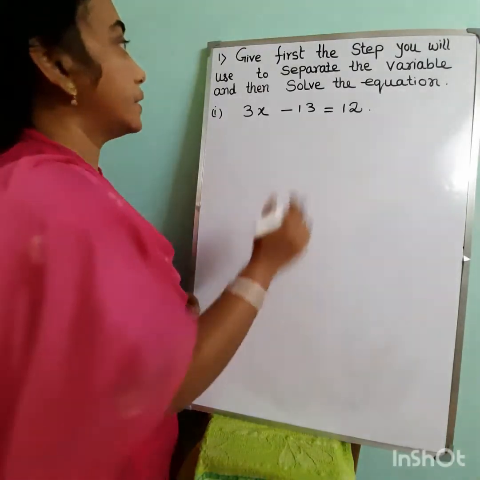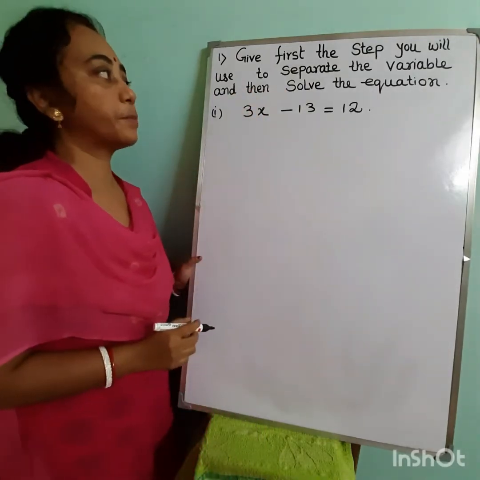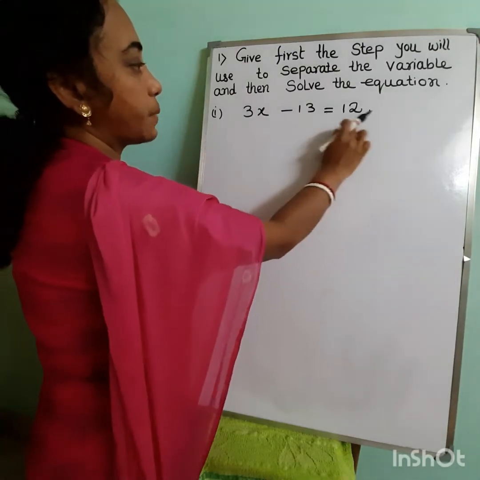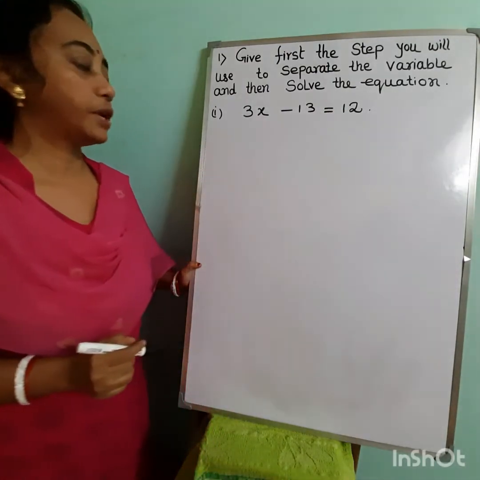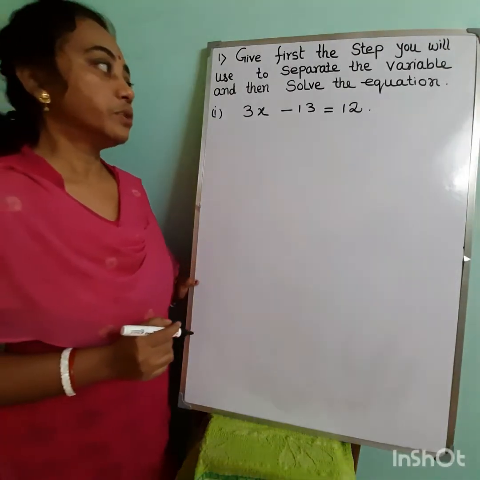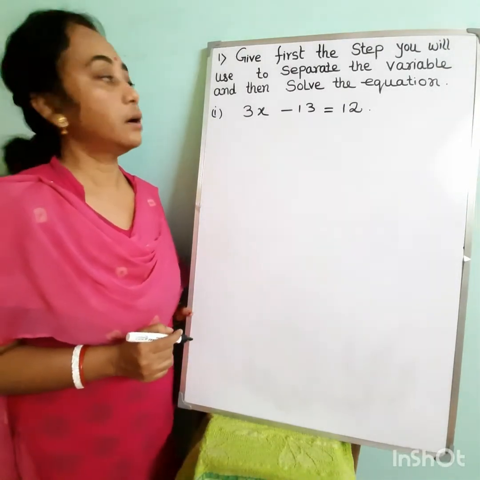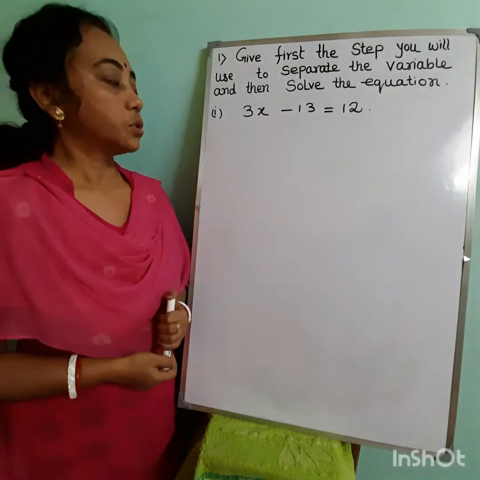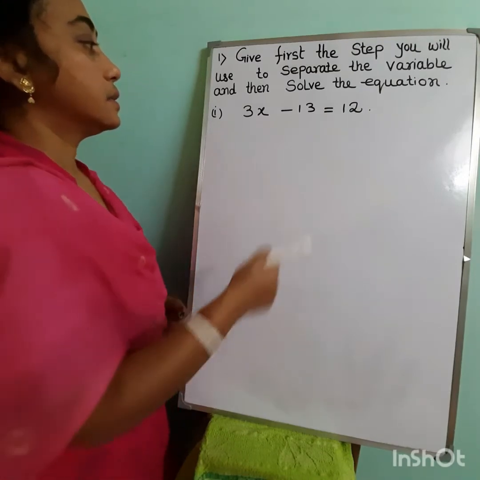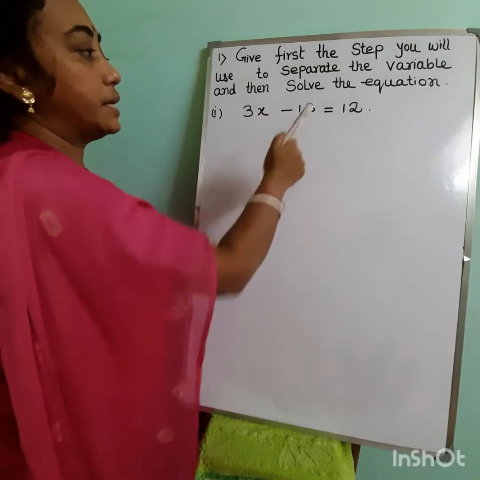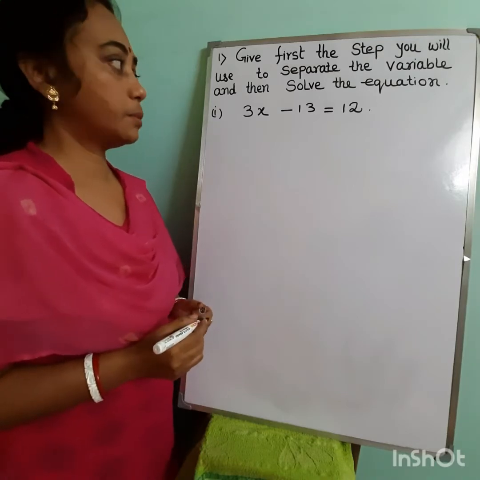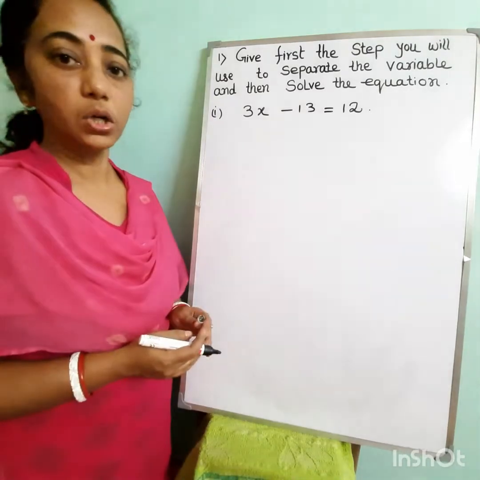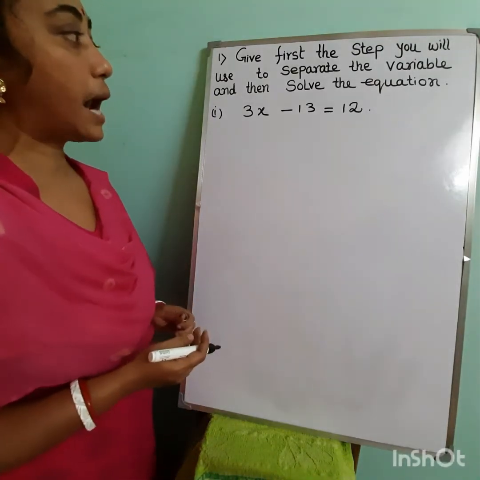Let's see one example. Give first the step you will use to separate the variable and then solve the equation. Here the given equation is 3x minus 13 is equal to 12, where the variable is x. So here we have to solve the equation, meaning we have to find the value of the variable which satisfies the equation. So for that, here the constant term is present on the left hand side. We have to shift the constant term from the left hand side to the right hand side so that we can easily separate the variable and constant term. So for that we have to add 13 to both sides.